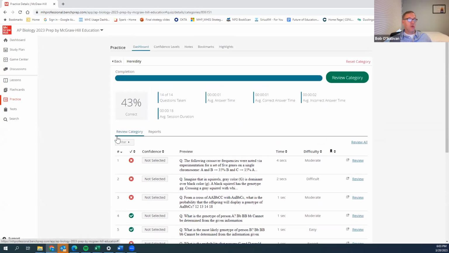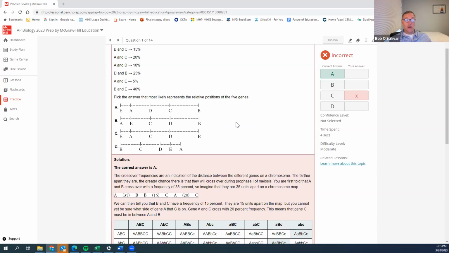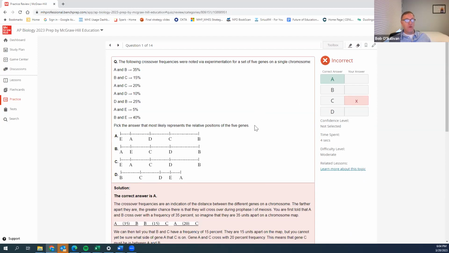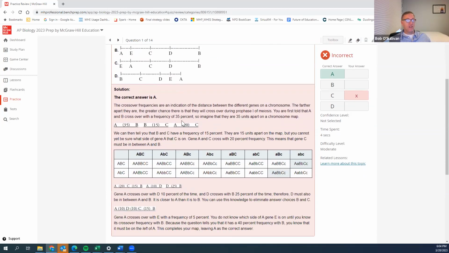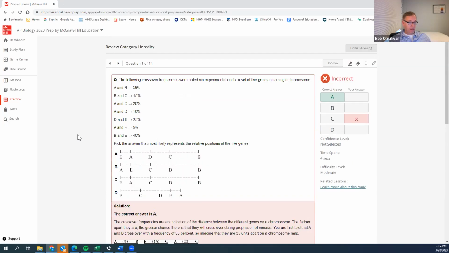These you can go through and answer as you go along. You can either set it so that the answers pop up as you go through, and for each question, as you proceed, the answer will come up. This one you'll see on crossover frequencies. I didn't get it right. As I moved forward, it showed me my wrong answer and then the correct answer with the explanation right here.